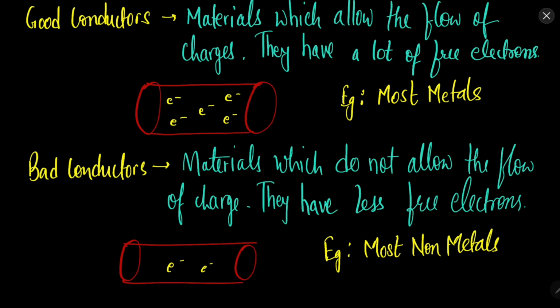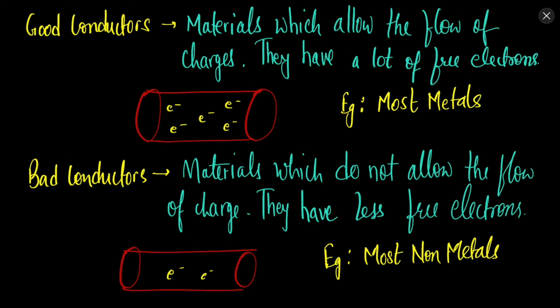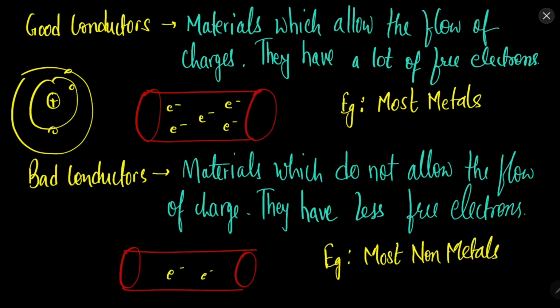Now let's discuss good conductors and bad conductors. Good conductors are the materials which allow the electric field to pass through them, the current to flow through them. Good conductors have free electrons present in them at room temperature. Most metals are good conductors, because metals have the tendency to donate electrons. Most metals easily donate the electron, in which case the electron becomes free and can easily flow in the wire.